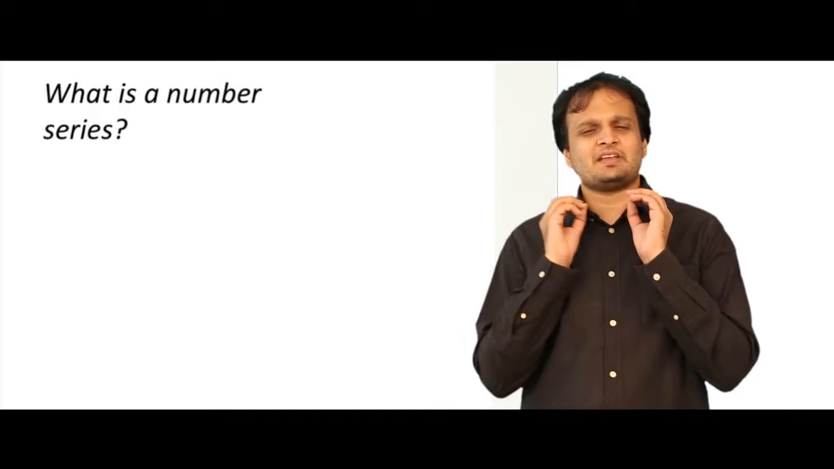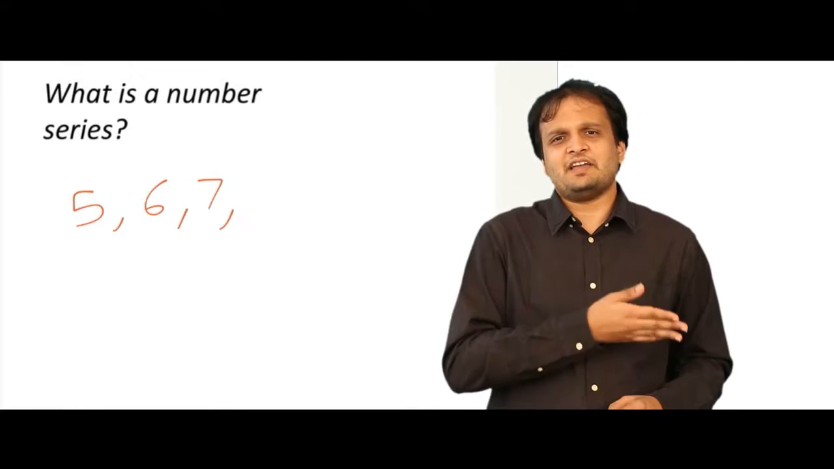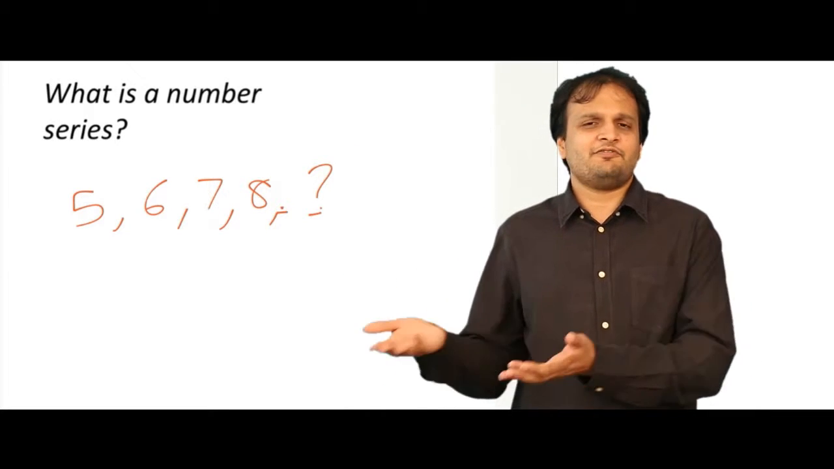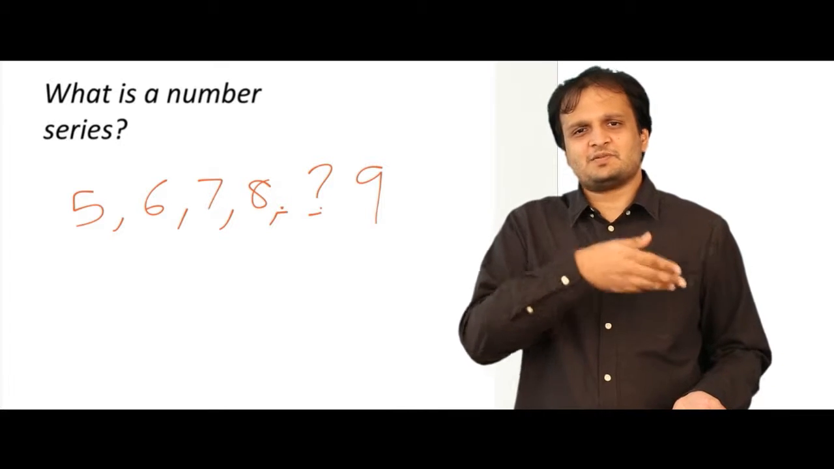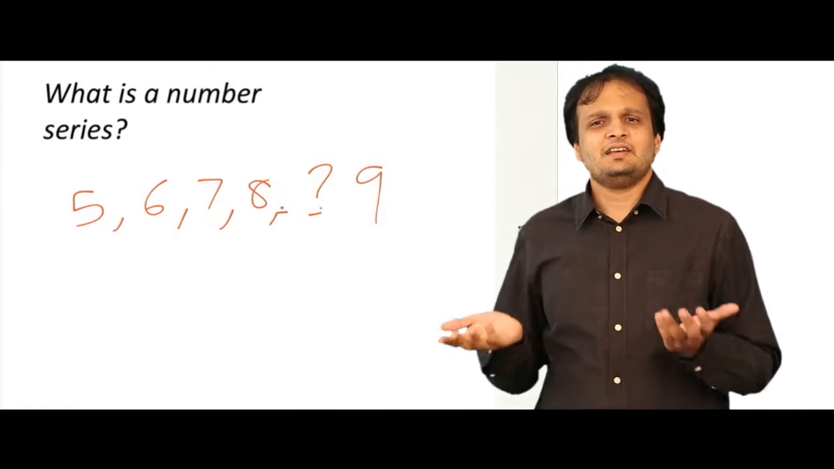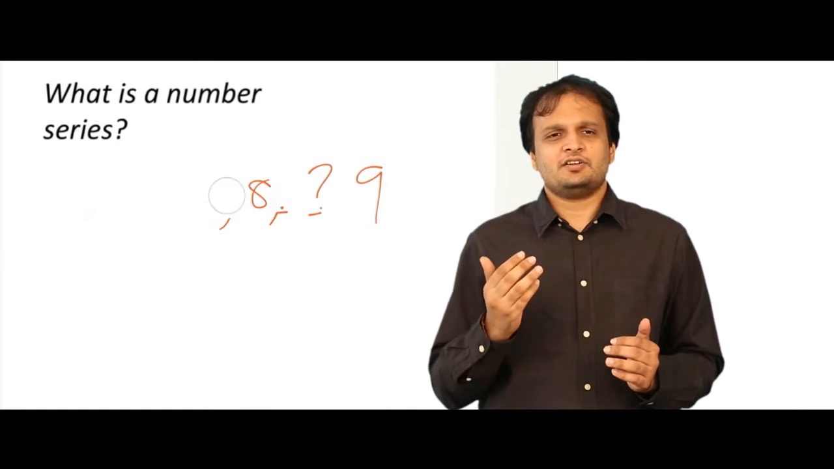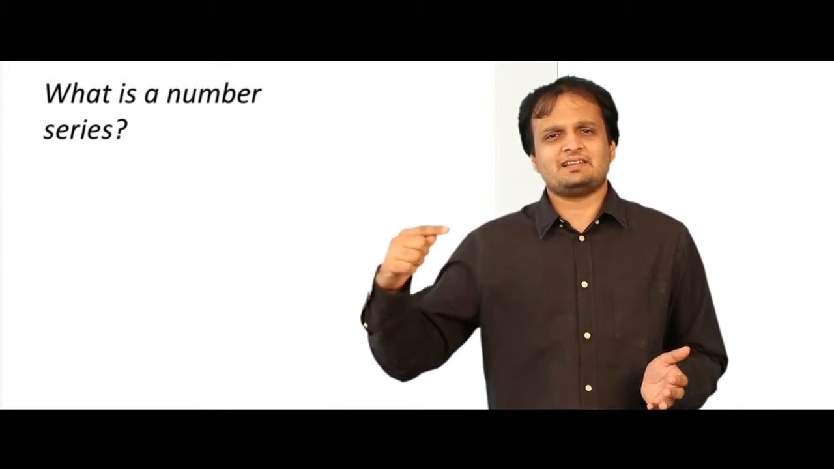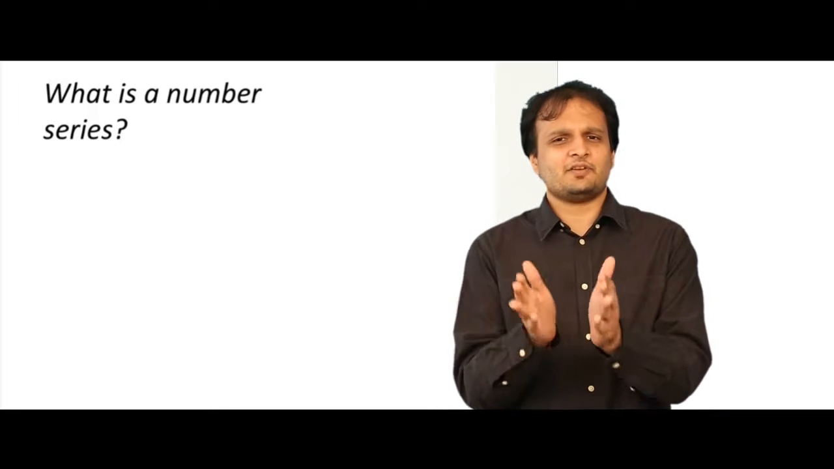Now let me give you a very basic example to start it off with. If I tell you there is a number series which is 5, 6, 7, 8 and then there is a question mark, what will follow is naturally the number 9. If you see the series, 5 plus 1 is 6, plus 1 is 7, plus 1 is 8, plus 1 is 9. So this is a very basic example of number series. What we are trying to do in this kind of a question is figure out the trend that is happening from one number to the other.